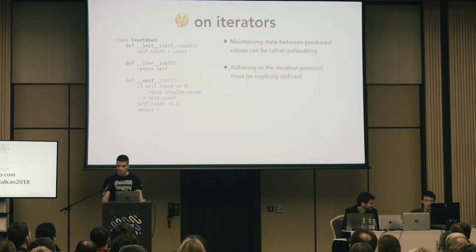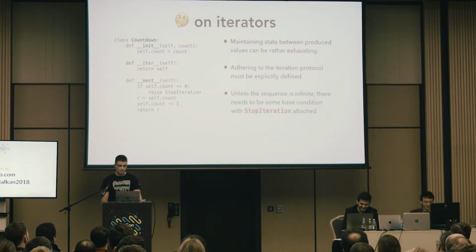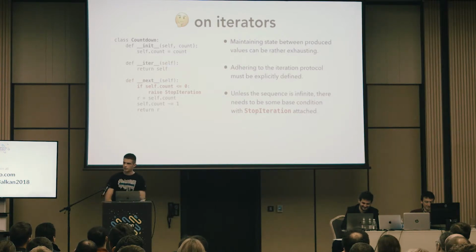You need to manually and explicitly support iteration, right? Or adhere to the iteration protocol, right? That's kind of weird. And you need to put a base condition with stop iteration in there somewhere, because otherwise the for loop doesn't know it needs to end at any point, right? So these things are not necessarily bad things. It's just inconvenience on my end as a user, okay?